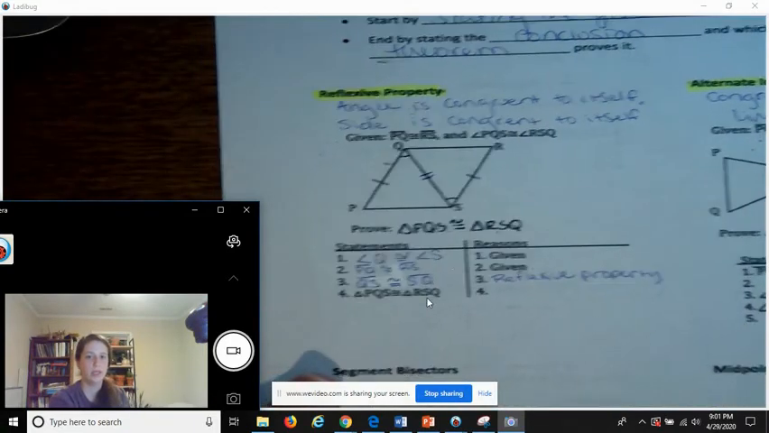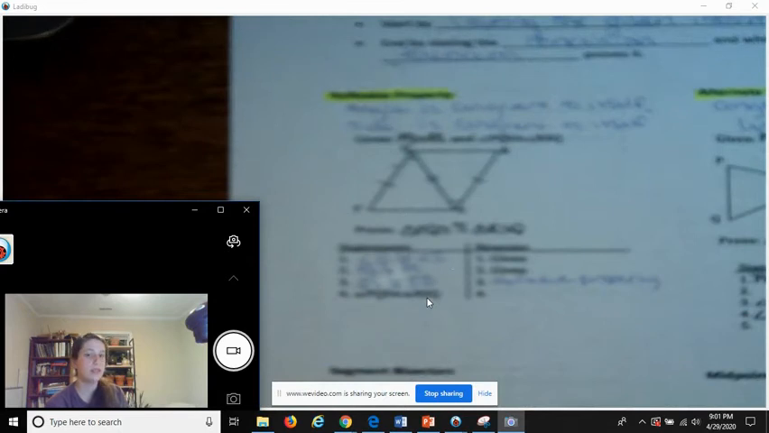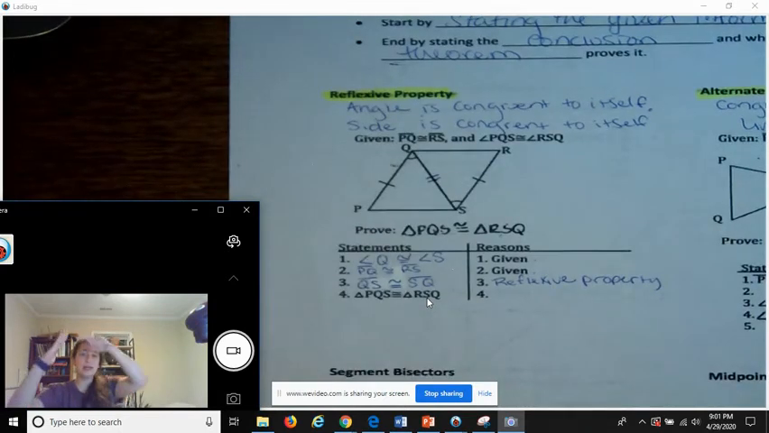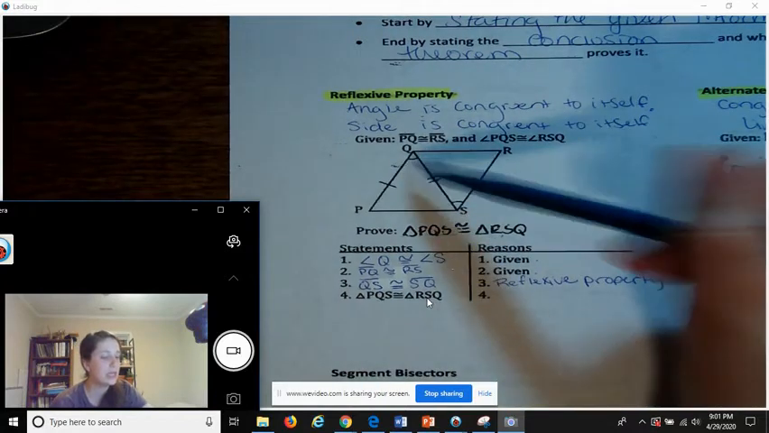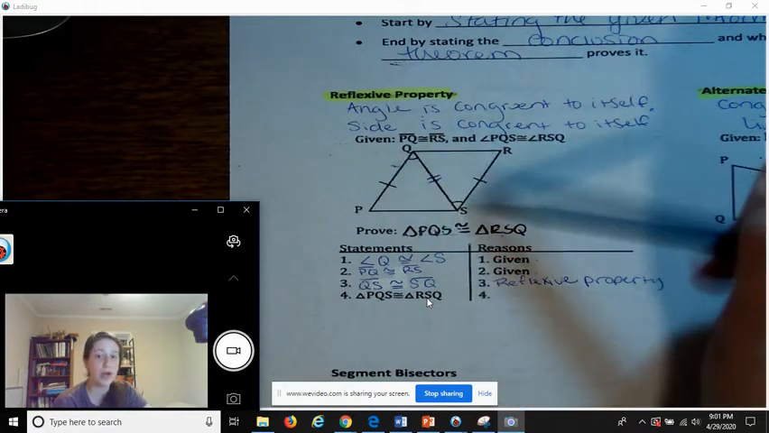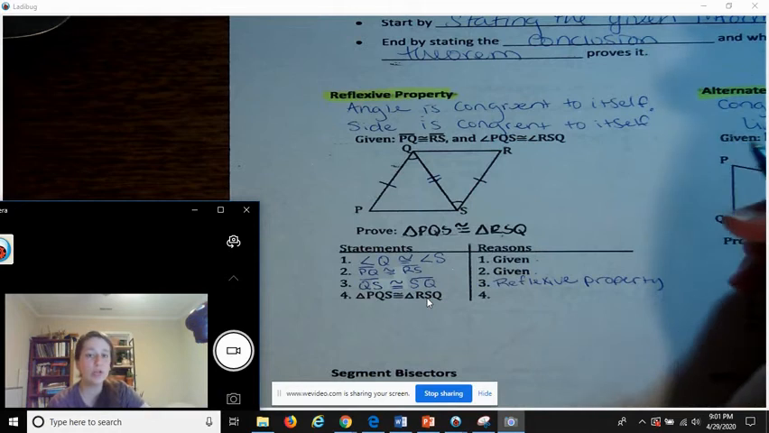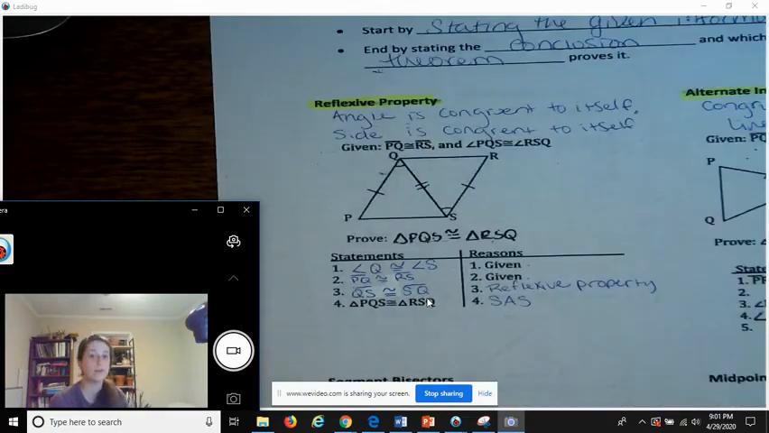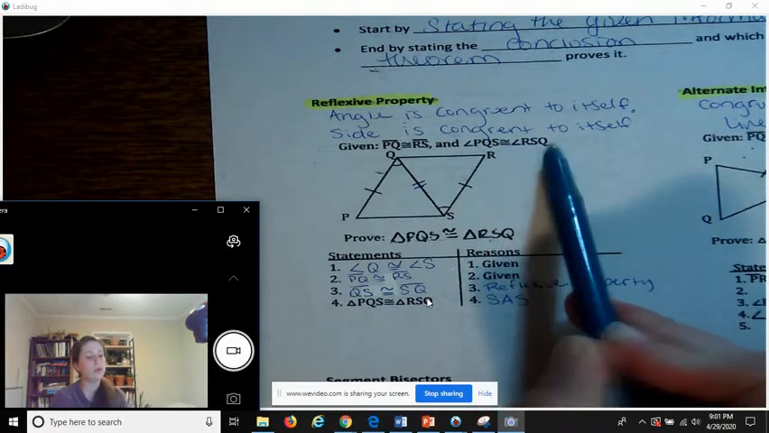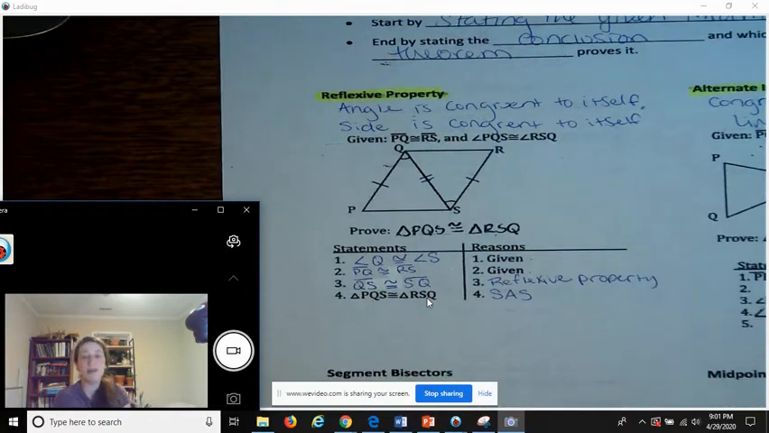Okay. Now notice that we have a side and then an angle and then a side where the angle is in between the two sides on both triangles. This means that those two triangles are congruent by side, angle, side. Okay, so that was our very first one. We've shown that PQS is congruent to RSQ using the given information in our triangle theorems.